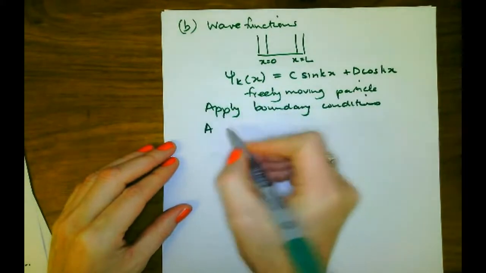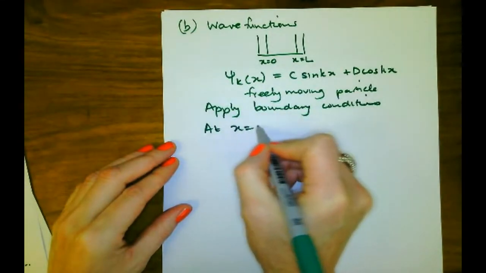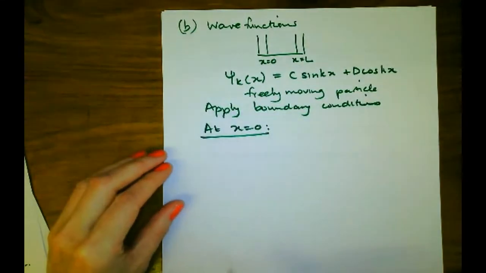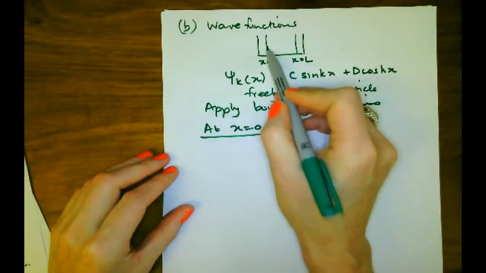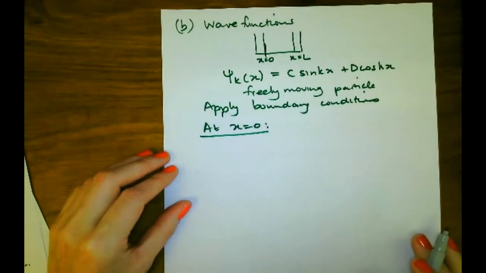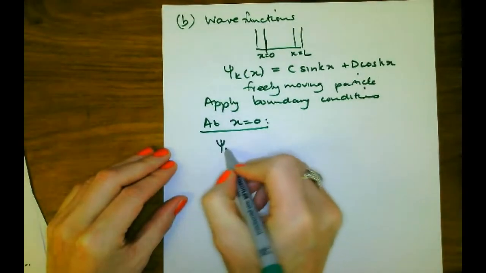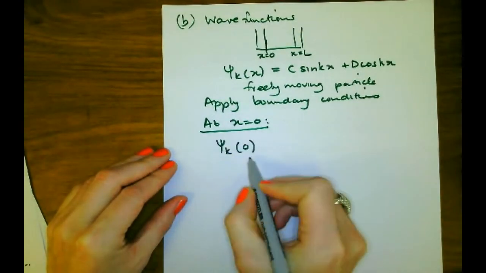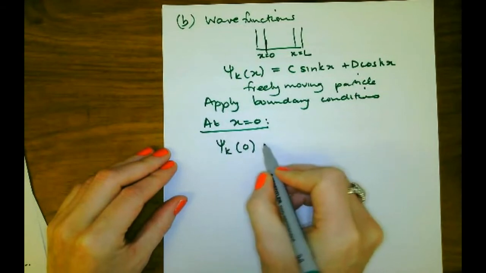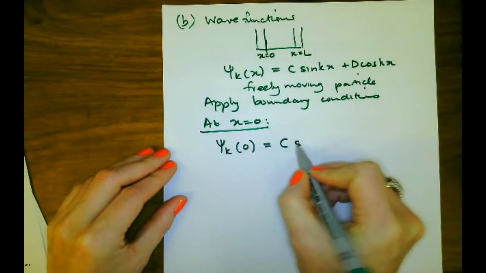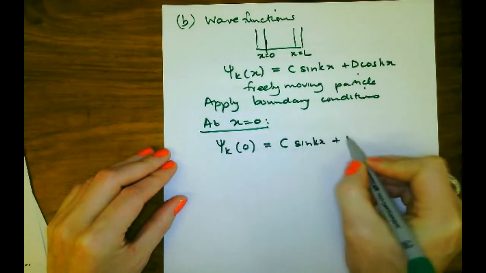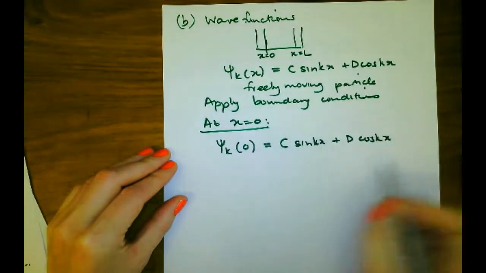Okay, so let's consider the first wall, at x equal to 0. We know that the wave function has to go to 0 at that point. So what does the wave function look like at x equal to 0? It's c sine kx plus d cos kx.